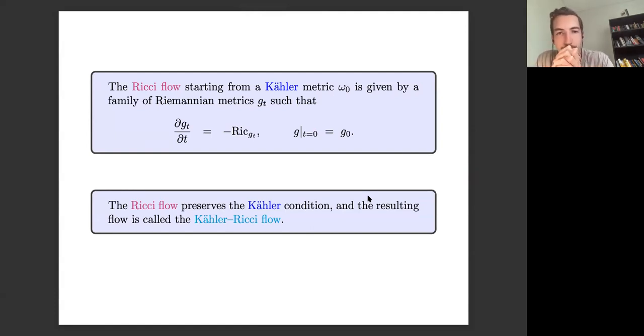Okay, so let's at least state the Ricci flow. The extent to which I want to talk about the Ricci flow today will be, well, we'll see. So the Ricci flow, if we start from a Kähler metric, then it happens to preserve the Kähler condition, and the resulting flow we refer to as the Kähler-Ricci flow.